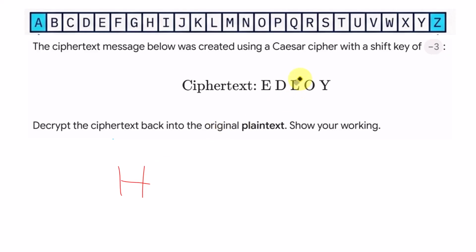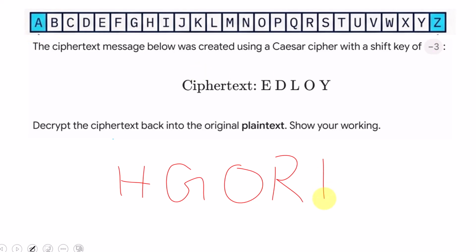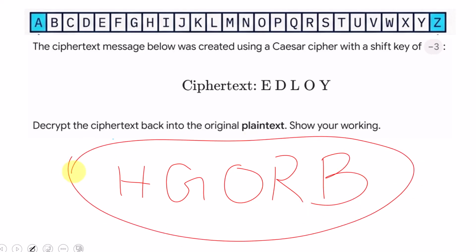Then the next one is D. D, 1, 2, 3. So that is G. Then L, 1, 2, 3. So that is O. Then O, 1, 2, 3. That will be R. And the last one is Y. Y, see here, 1. Then you will wrap back, 2 and 3. So this will be B. So this is our original text. Clear? So I hope you have understood the ciphertext.